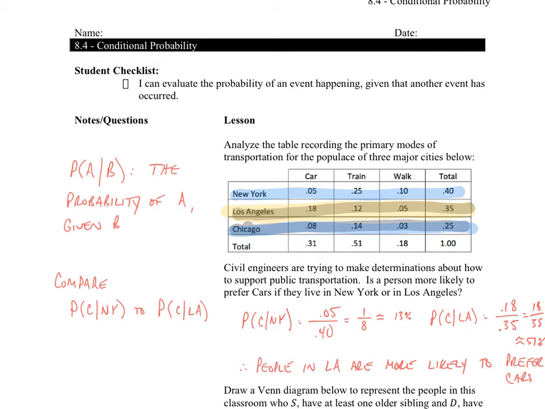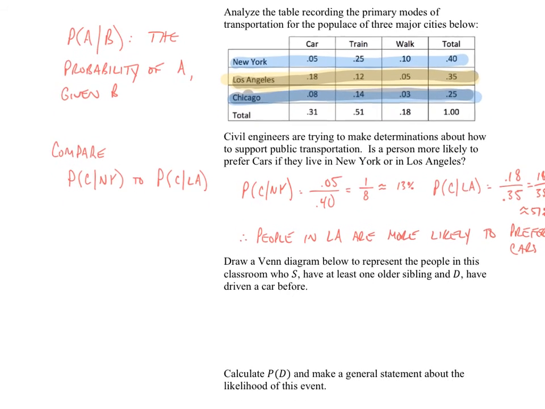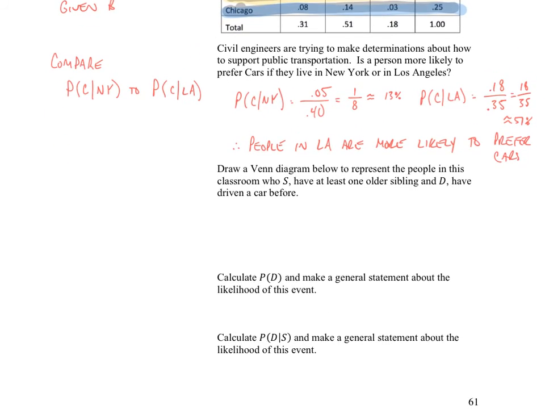So this is where I would make my therefore statement, and I've proven that therefore people who live in LA are more likely to prefer cars than people in New York, and that's just based on the comparison of those two conditional probabilities. Let's do one more example of these.